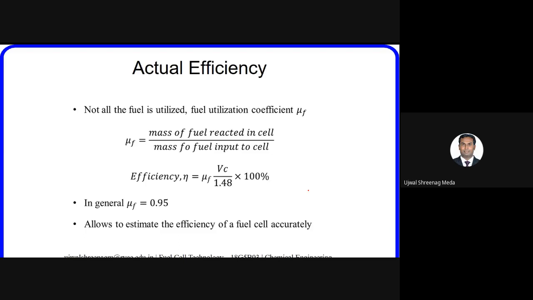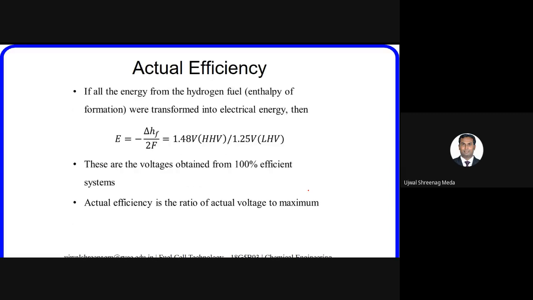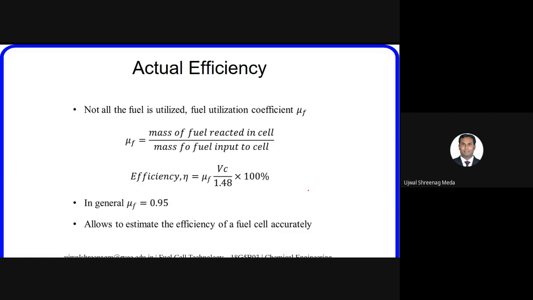So with all these, if we try to calculate the efficiency, which is represented as eta, we take this mu f into account. Vc is the actual voltage that is measured in a fuel cell, that is compared with the maximum possible voltage in case of HHV, that is 1.48. And if you want to compare that with maximum voltage at LHV, then it will be the other value, that is 1.25. So like that, you will be able to calculate the actual efficiency of the fuel cell.